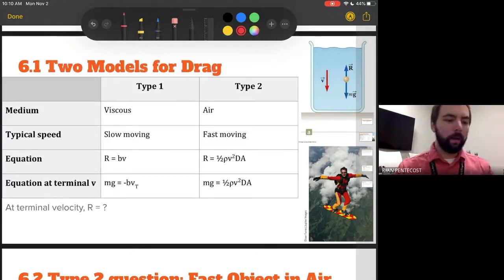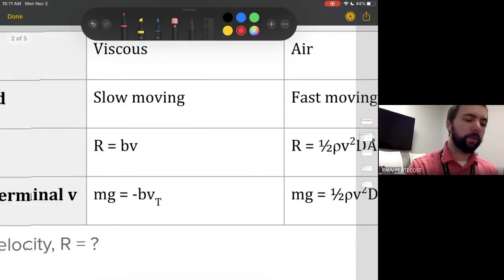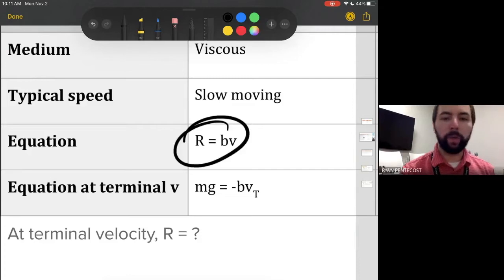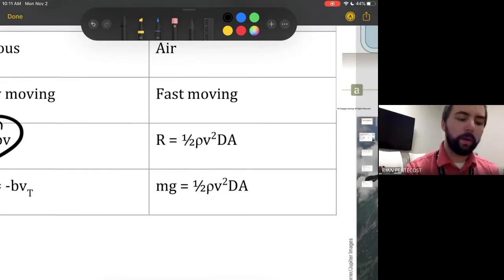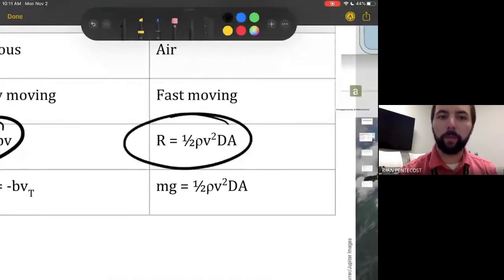So the equations here, all right, we have two very different equations. The first equation for type 1, this is just the general equation. We have R equals BV. That B is going to be a hodgepodge of a lot of different concepts kind of rolled up into one. But then for type 2, for air drag, we have a lot of variables split up because these variables can change drastically. So R equals BV is what we use for viscous fluids, but for air drag, we use 1/2 rho V squared dA. We'll go over what each of those variables mean on the next slide.